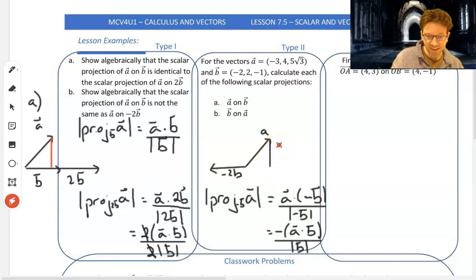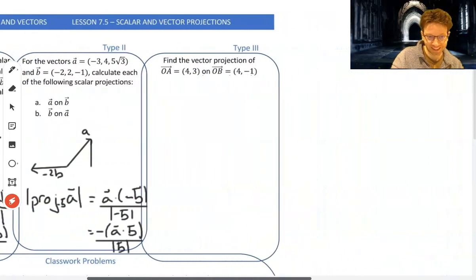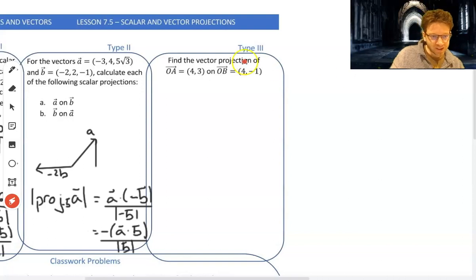Okay, so let's move on to the second example. I'm going to have to do this on the side because I used up my space already. It says for vectors A here and B right there, calculate each of the following scalar projections, A on B and B on A. So make a prediction. Do you think the projection of A on B will be the same as the projection of B on A? What would this look like if we drew something like that?